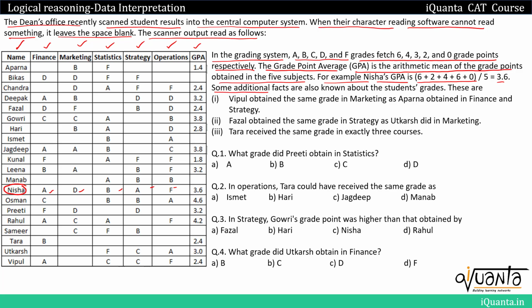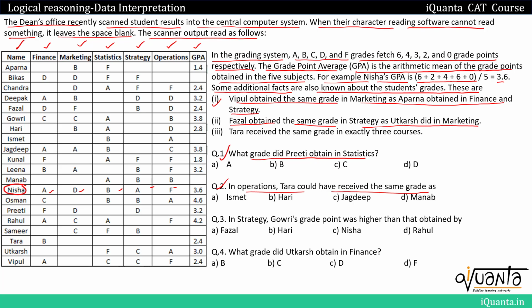After that, some additional facts are also known about the students' grades. First one is Vipul obtained the same grade in marketing as Aparna obtained in finance and strategy. Second one is Fazal obtained the same grade in strategy as Utkarsh did in marketing. So basically these grades will help us to fill all the empty spaces that we have in the table. Finally, the questions are: what grade did Preeti obtain in statistics? Second one is in operations, Tara could have received the same grade as. So basically we simply have to keep the GPA into consideration, the grades of all these people, and then we can answer these questions very easily.